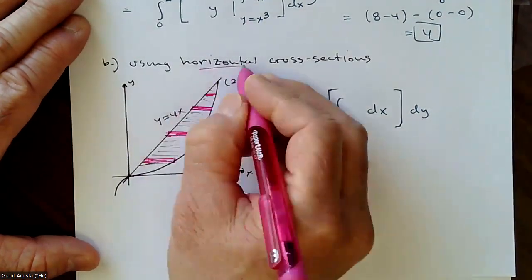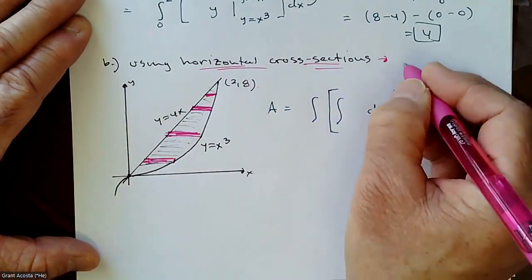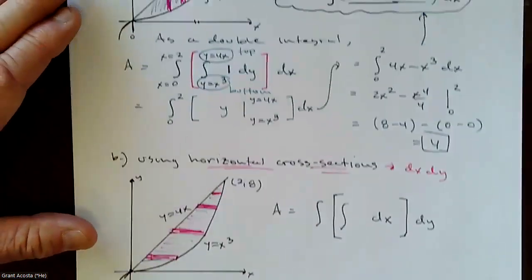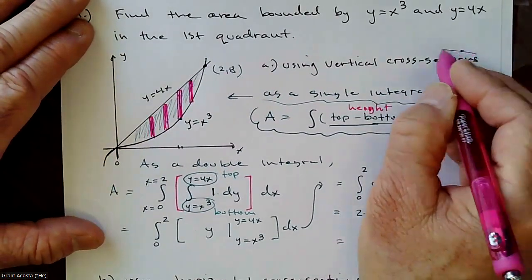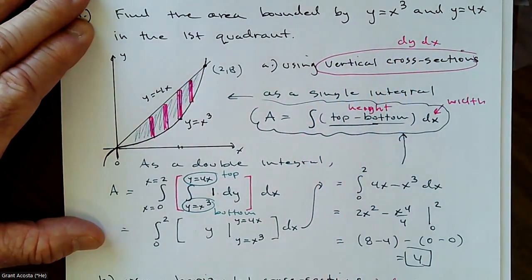If you're doing horizontal cross sections, the orientation is going to be dx dy. And if I go back up to the other one, if we're doing vertical cross sections, it's always going to be dy dx. So that's a good thing to know with double integrals.